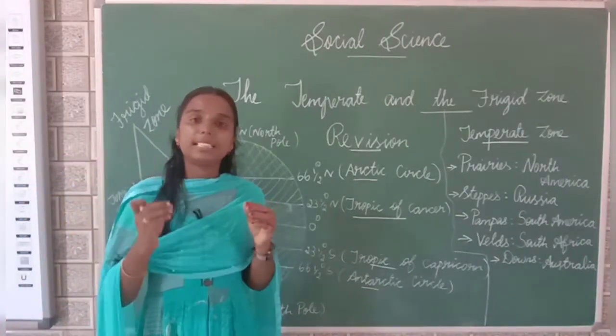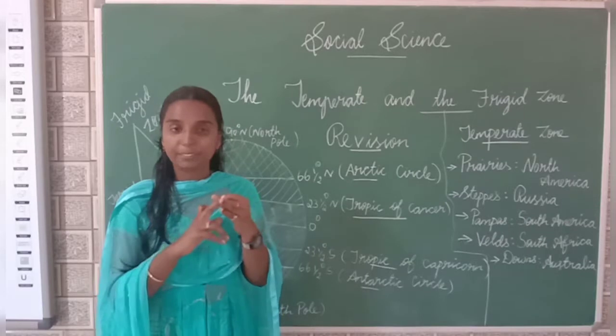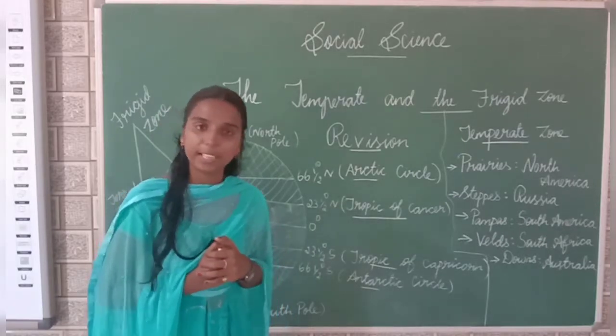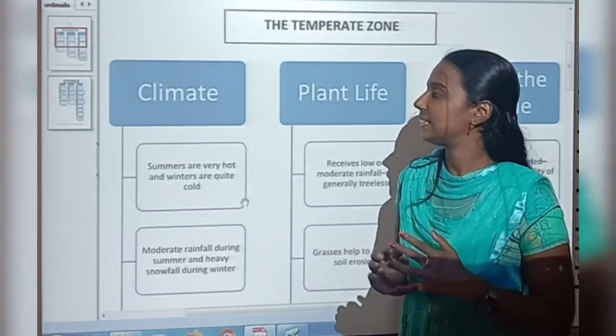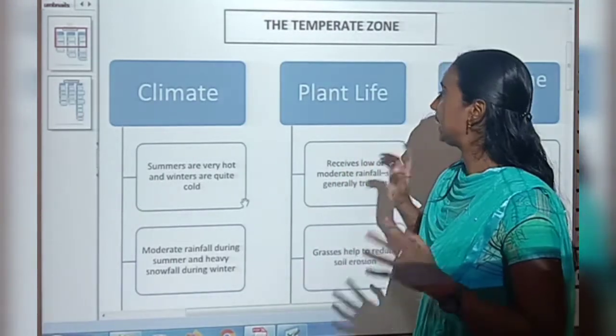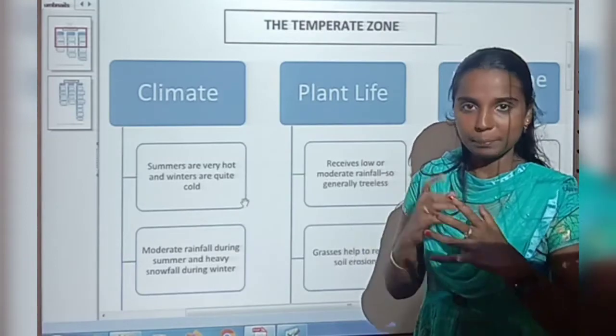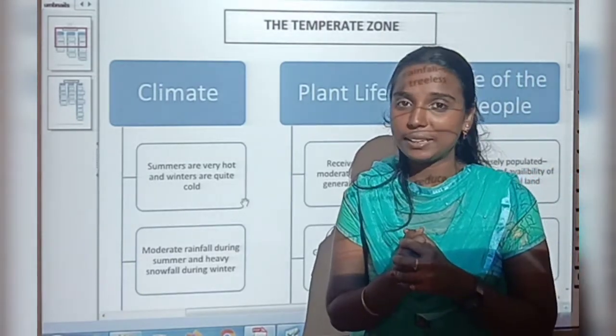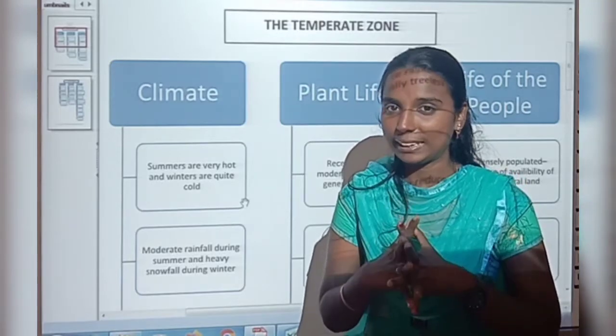Understood? Yes, now let us recall about the climate, the life of the people, the plant life and wildlife in these two temperate zones. Okay? Yes, children, first let us recall about the climate, plant life and the life of the people in the temperate zone. Okay? So, do you remember what we have learned about the climate in the temperate zone? How will be the climate?